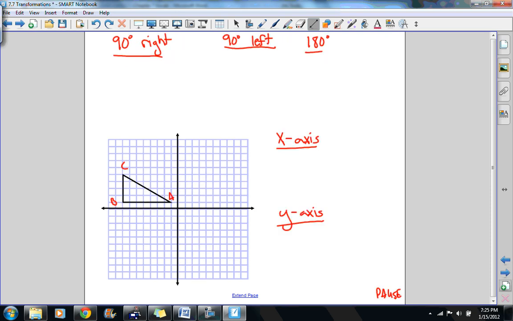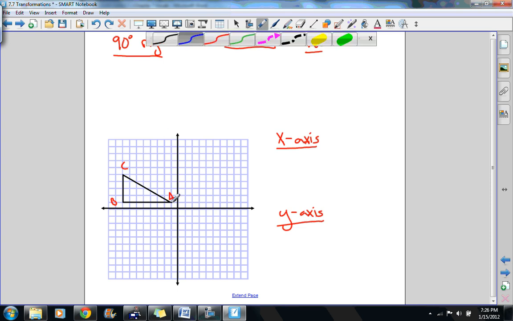So, here's a problem I want you to pause. I'm giving you 5 things to do on one problem. Okay, it seems like a lot. But I want you to rotate 90 degrees right, 90 degrees left, and 180. Then flip it over the x and the y axis and see what you get. Alrighty? So we're back. Let's see how that went.